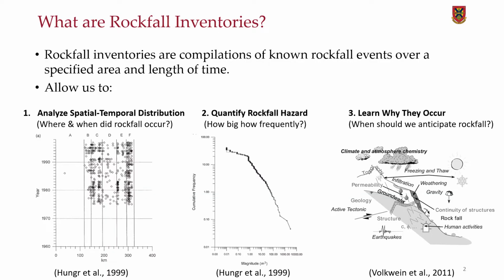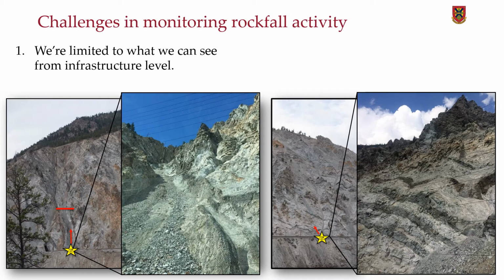Rockfall inventories, or rockfall databases, are compilations of known rockfall events over a specified area and length of time. They allow us to analyze spatial temporal distributions, quantify rockfall hazard, and learn why they occur and when we should anticipate them to occur. There are numerous challenges in actively monitoring rockfall activity so that we can populate their occurrence into a rockfall database. The first being that we're limited to what we can see from the infrastructure level.